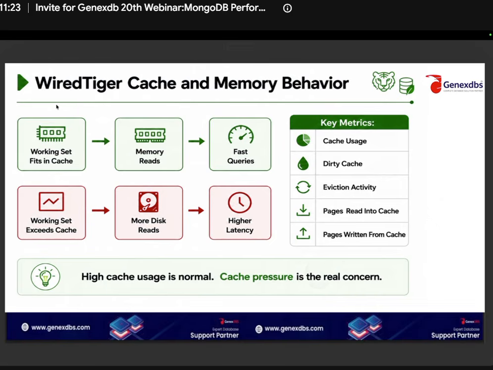WiredTiger cache and memory behavior performance metrics. MongoDB uses the WiredTiger cache, which heavily relies on memory to improve performance. As I said earlier, it stores frequently accessed data in memory, which allows MongoDB to read from memory rather than repeatedly reading from the disk. The goal is that the application working set should fit in the cache. The working set is nothing but the data which is frequently used by the application.